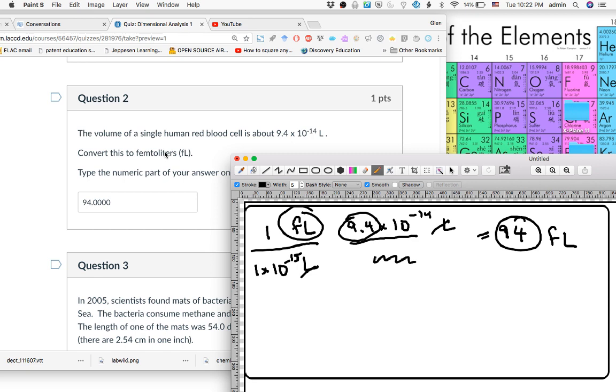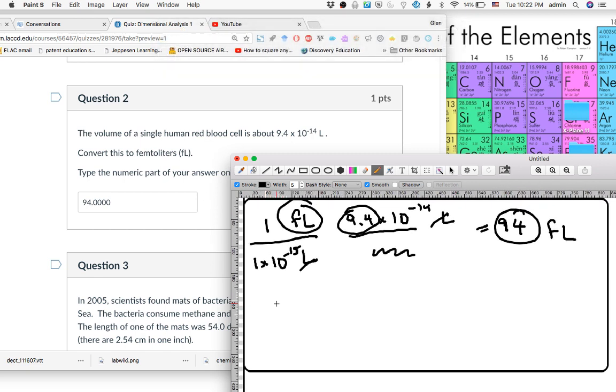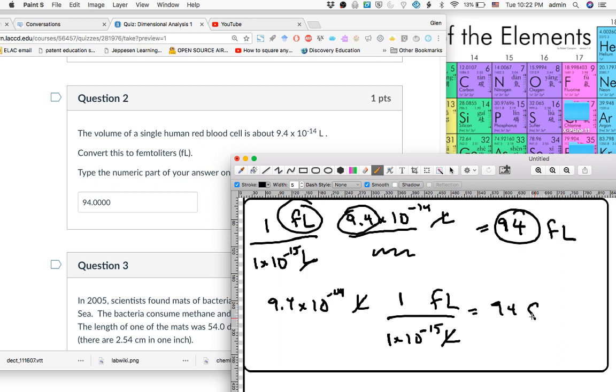So if we go back to number 2, the way they would solve this is they would put 9.4 times 10 to the negative 14th liters first. And then they would say, well, let's get rid of the liters by putting liters in the bottom, femtoliters on top, and in 1 femtoliter there's 1 times 10 to the minus 15 liters. You end up with the same answer, it's just the approach is different. You can use whichever technique you like.